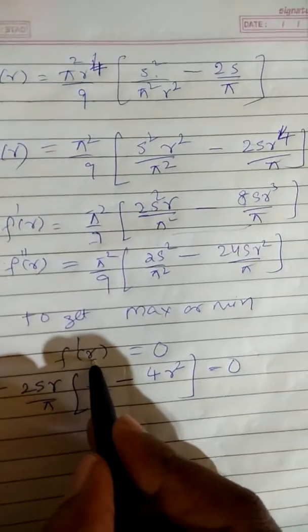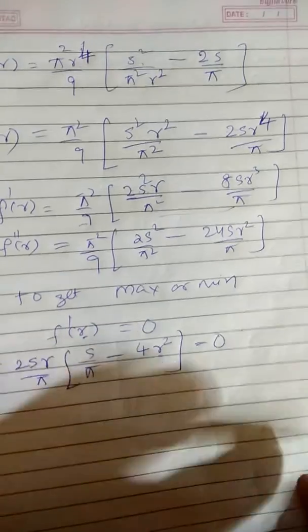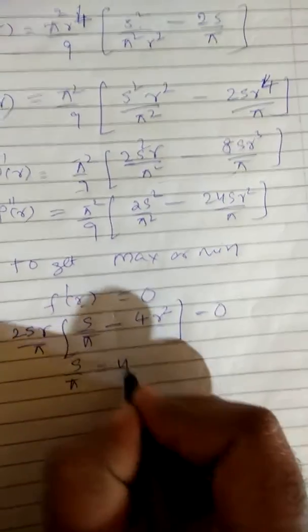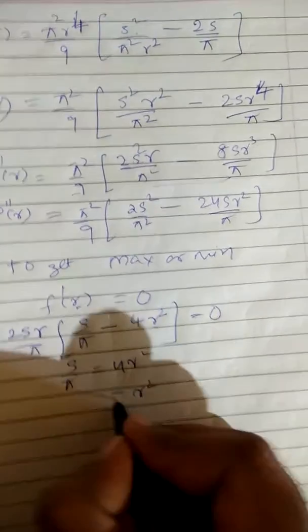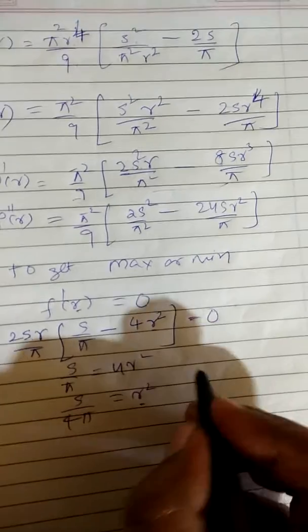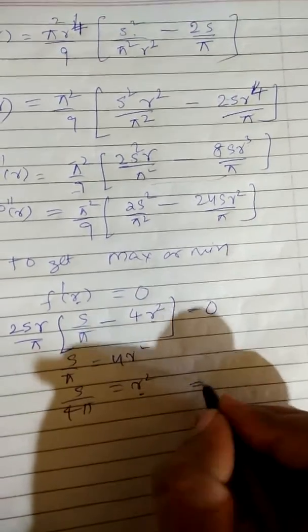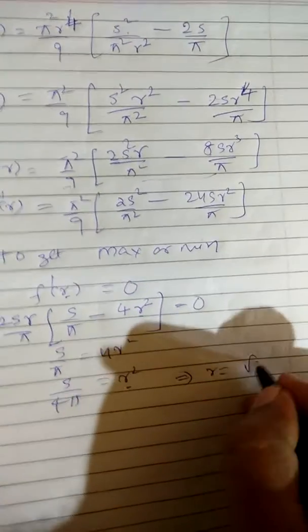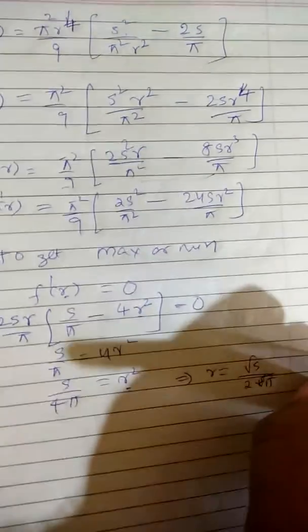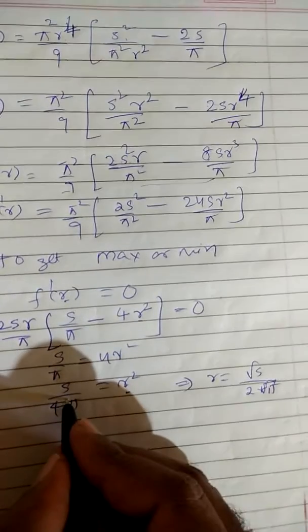We are interested in finding r. That means here we have to find r. So we take S by pi equal to 4r square. R square will become S by 4 pi. This is r square. When you have r square over here, this means r is equal to under root S by 2 root pi. I put this one separate. Now r square is this much.